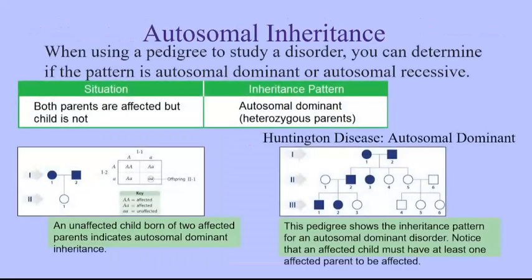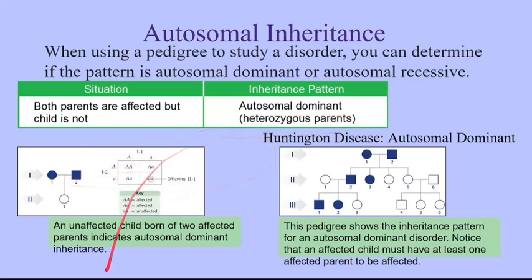When using a pedigree to study a certain disorder, you can determine if the pattern is autosomal dominant or autosomal recessive. So if both parents are affected, but the child is not, this likely hints that the disease is dominant. Now you may ask, hey, why? Well, both parents could have been heterozygotes, so somehow they hit a 25% chance and passed the recessive gene on, so their child is unaffected. So you can see autosomal dominant.